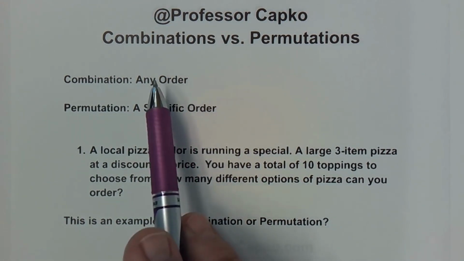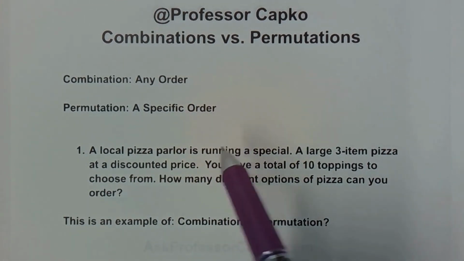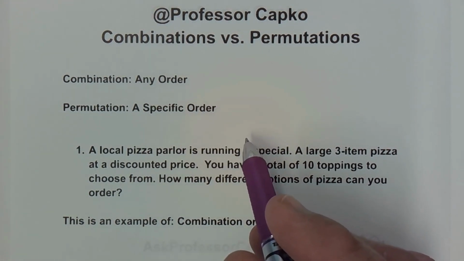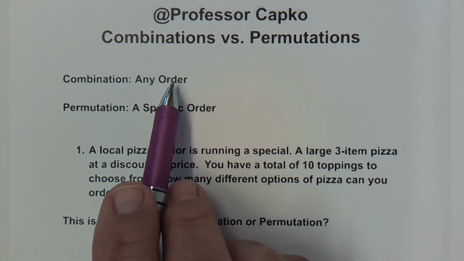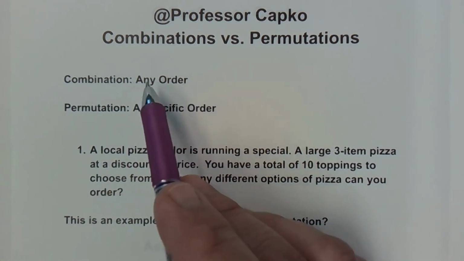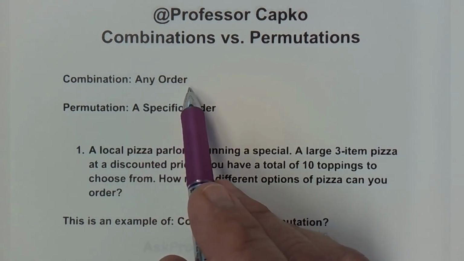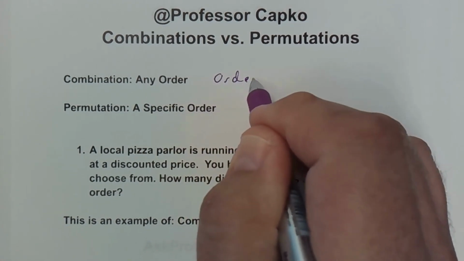All right, when we're talking about combinations and permutations, we're talking about when you've got a group of items and we want to know how many different ways they can be arranged. I'm going to give you some examples, but the main difference is with a combination, the items can be arranged in any order. In other words, order doesn't matter.